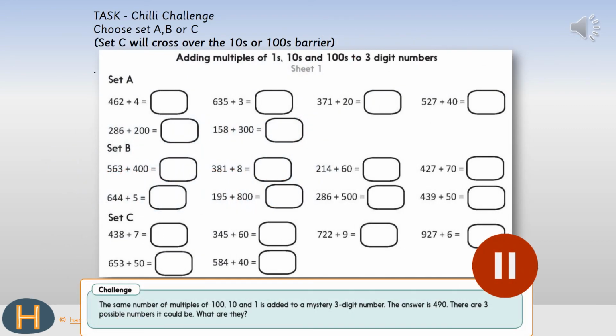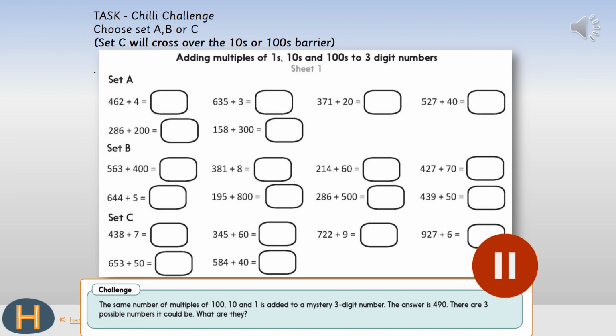You are now ready for the task. Today's task is a chilli challenge. You get to choose which set you want to begin at, either set A, set B, or set C. Now set C will cross over the tens or hundreds barrier.